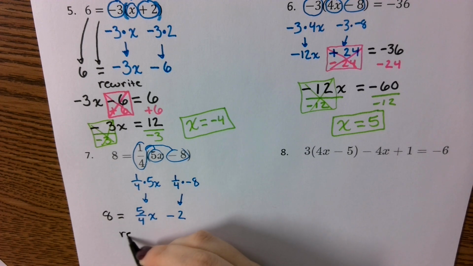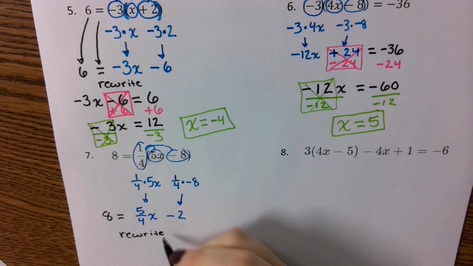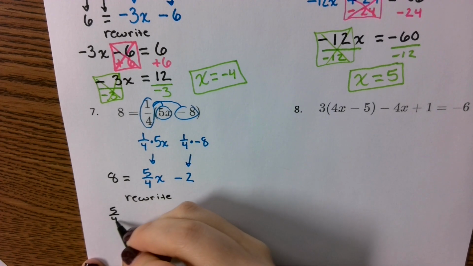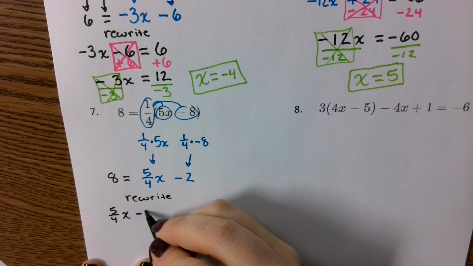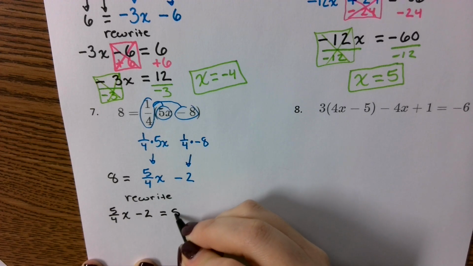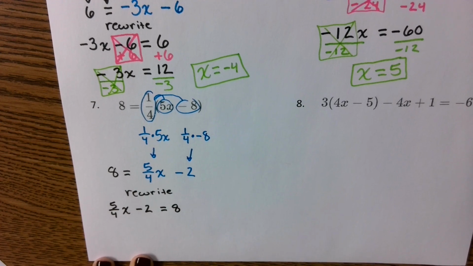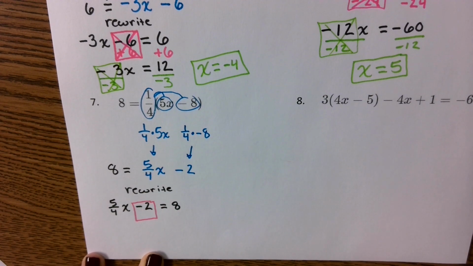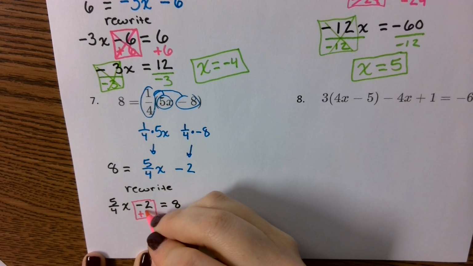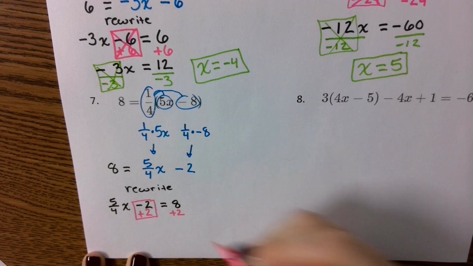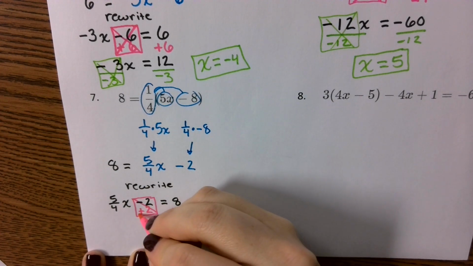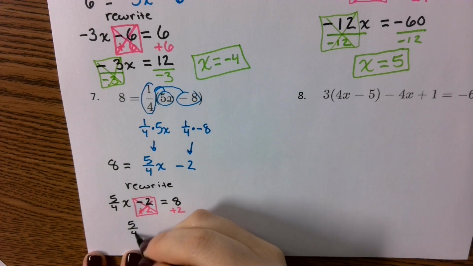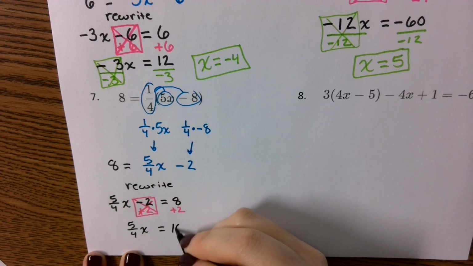I don't like that. I want to rewrite so it's in the correct form. I'm going to put 5 over 4 x minus 2 is equal to 8. Do I have a constant? Yes, right? Minus 2 is my constant. So I'm going to what? Plus 2. Thank you, Corey. We're going to add 2 to both sides. Boxed it and crossed it. We're going to be left with 5 over 4x is now equal to 10.